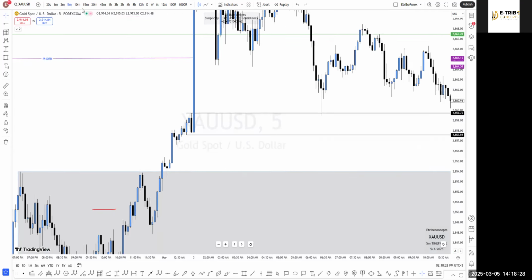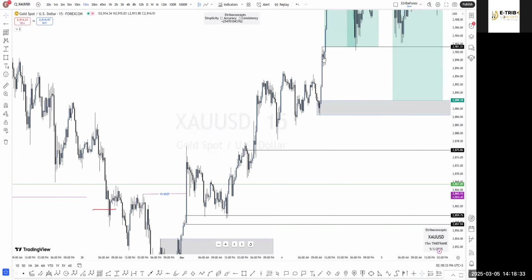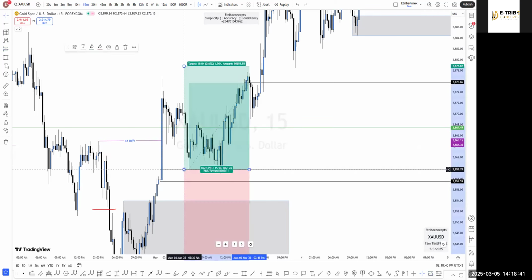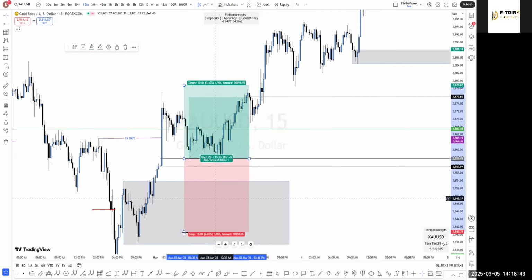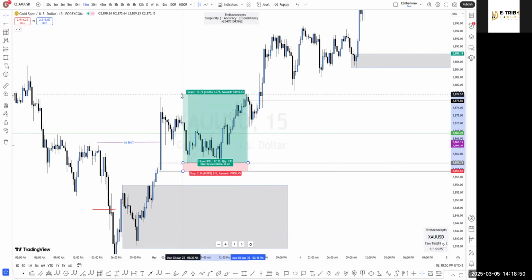Now, go back to 15 minutes and see what happens. Price came there and reacted from this zone. Even if you get your buys from that area, this is enough reward. You could have taken your buys from this particular area and set your take profit exactly at this high. That is an RR of 1 to 8. You're risking around 20 pips, and you're targeting 170 pips.